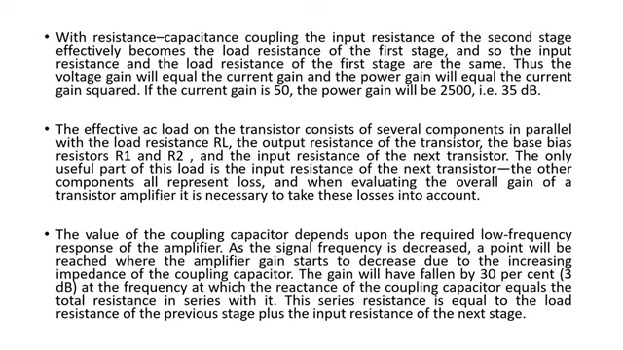So what they say is that the effective AC load on the transistor consists of several components, such as the load resistor, output resistance, and base bias resistors called R1 and R2. Along with that, we have an input resistance. So the useful part of this load is the input resistance of the transistor. The other components all represent loss only.